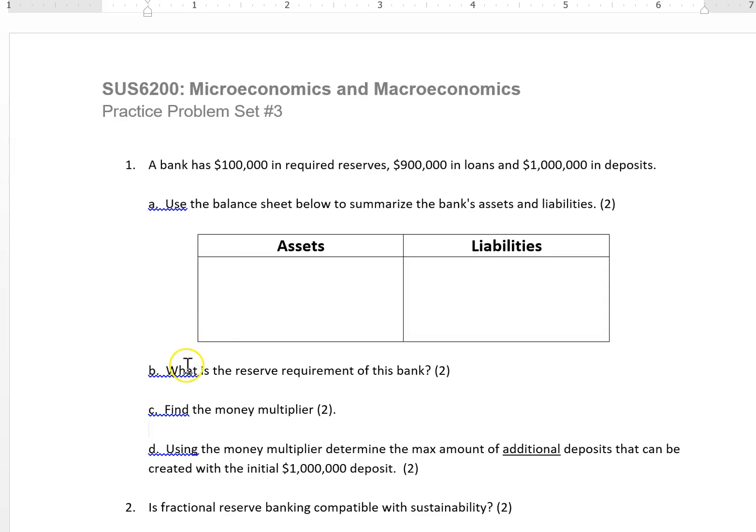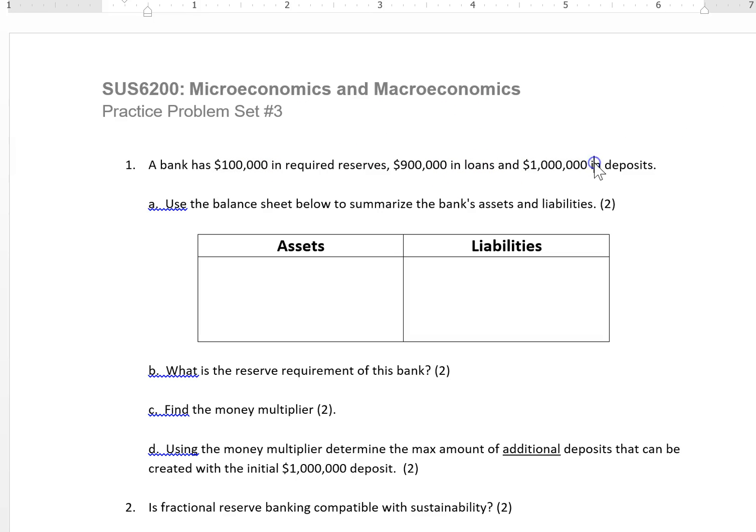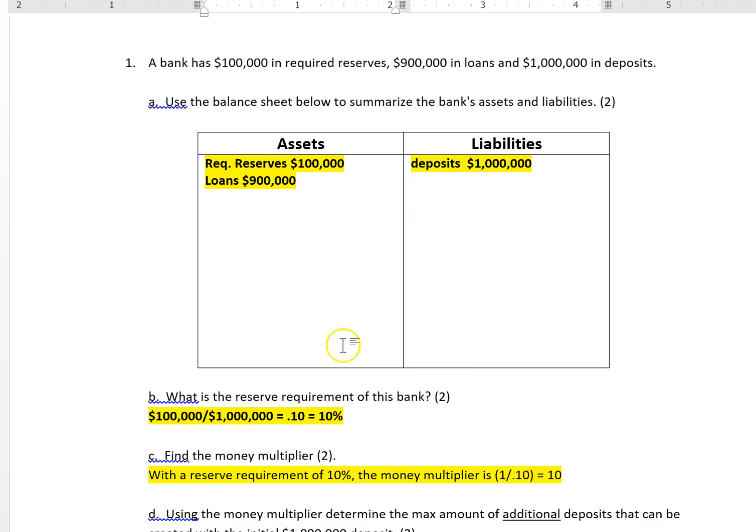Now let's go to B. What is the reserve requirement of this bank? Well, you know what required reserves are, 100,000, and you know what the deposit was, $1 million. So this is simply going to be 100,000 divided by $1 million. Required reserves over deposits equals 10%, and so your reserve requirement is 10%.